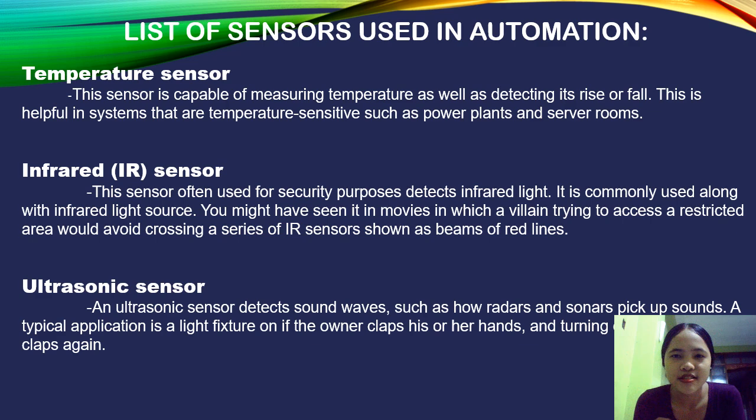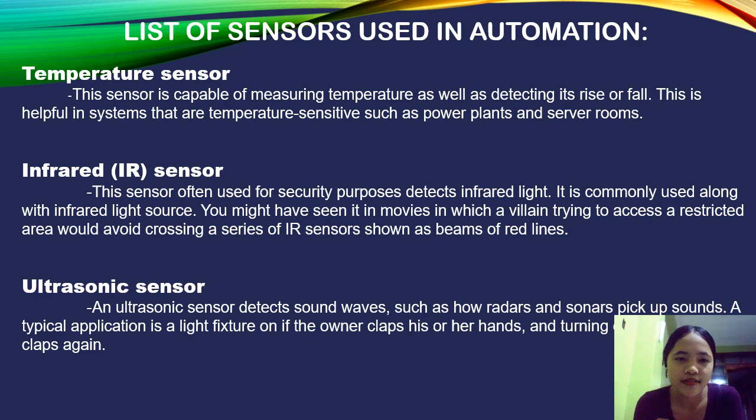That is the list of sensors used in automation. Number one is temperature sensor. This sensor is capable of measuring temperature as well as detecting its rise or fall. This is helpful in systems that are temperature sensitive, such as power plants and server rooms.